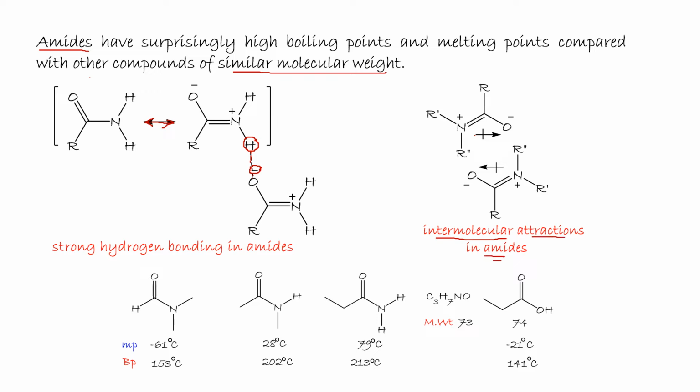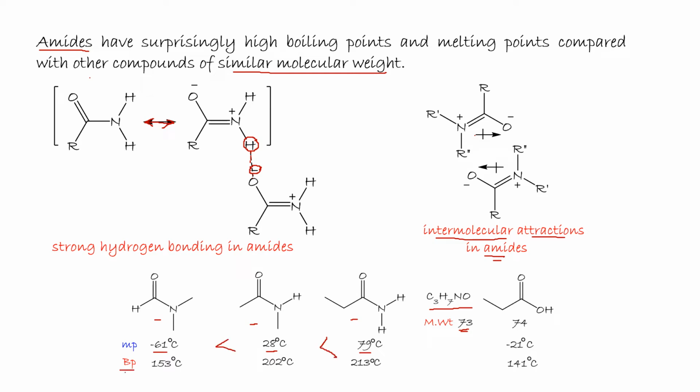If we compare isomeric amides, tertiary, secondary, and primary amide with the same molecular formula, C3H7NO, molecular weight of 73, we will see that in the tertiary amide we have a melting point of minus 61. In secondary, it's higher, 28. Melting point of primary, higher, 79 degrees Celsius. So the melting point increases this way.